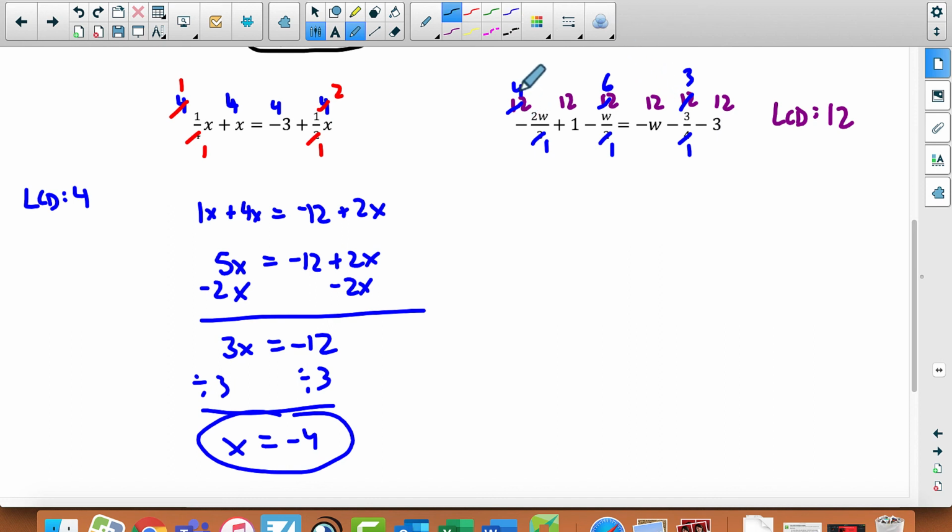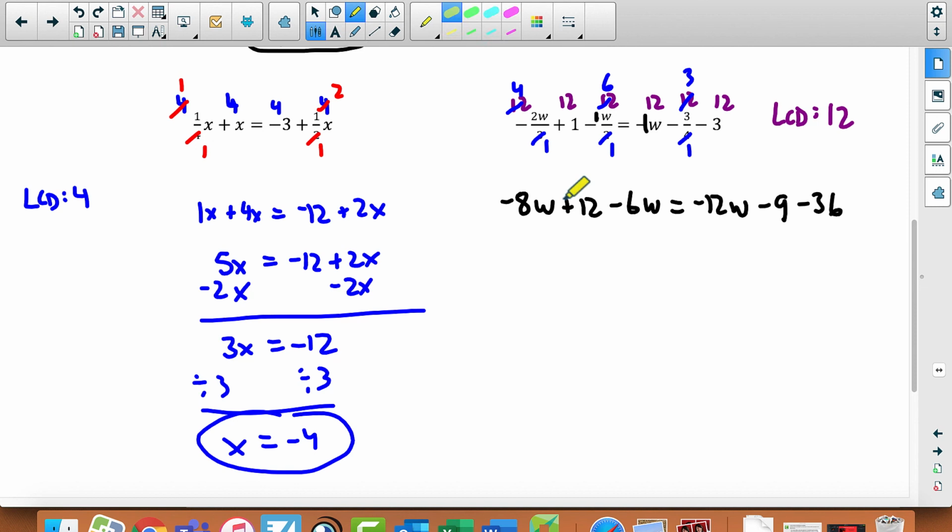So I have 4 times negative 2w. Don't forget about that negative. 4 times negative 2w is negative 8w. 12 times 1 is 12. 6 times negative w, that's the same as negative 1w, right? So 6 times negative 1 is negative 6, and then there's a w, equals 12 times negative 1w, is negative 12w. 3 times negative 3, so many negatives here. 3 times negative 3 is negative 9, and 12 times negative 3 is negative 36.